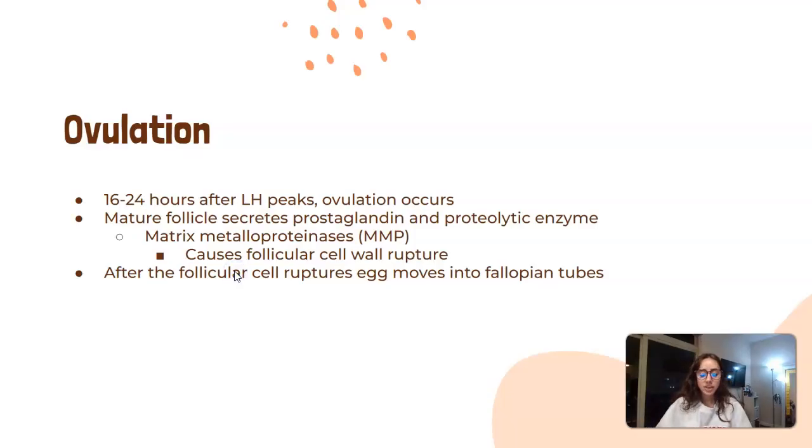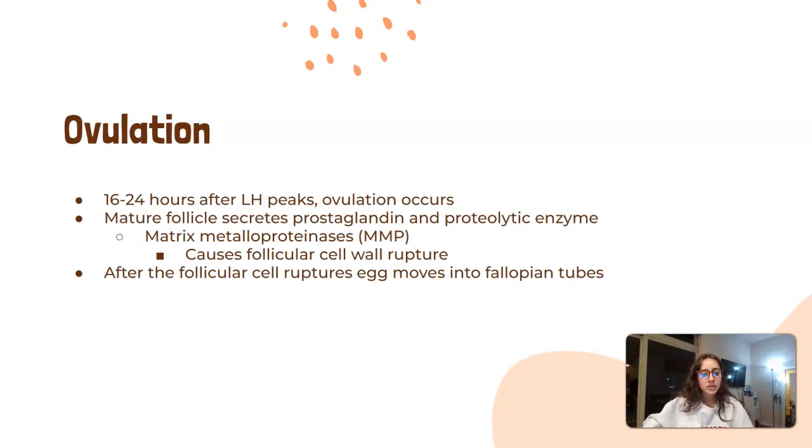All right, and then ovulation. This occurs about 16 to 24 hours after LH peaks. The mature follicles secrete prostaglandins and proteolytic enzymes such as the matrix metalloproteinases, or the MMPs. They dissolve collagen and other components of connective tissue holding the follicular cell walls together, which causes the follicular cell walls to rupture. This antral fluid, along with the egg, moves the egg to the fallopian tubes to either be fertilized or to die.